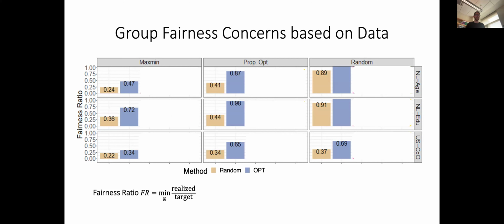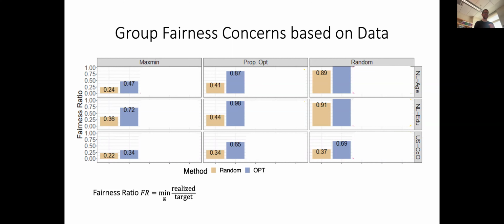So we defined a metric that we call the fairness ratio. The way to think about it is that we look at the minimum over all groups and we compare the realized expected employment score per case for each group, divided by the minimum requirement that the fairness rule gives us.